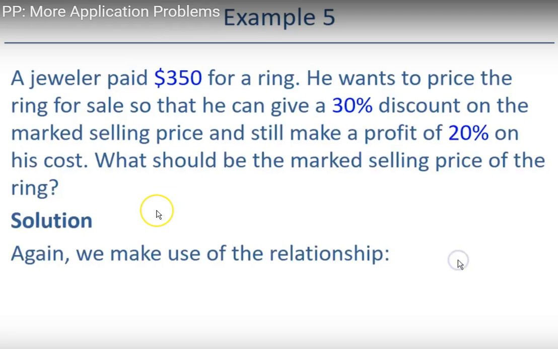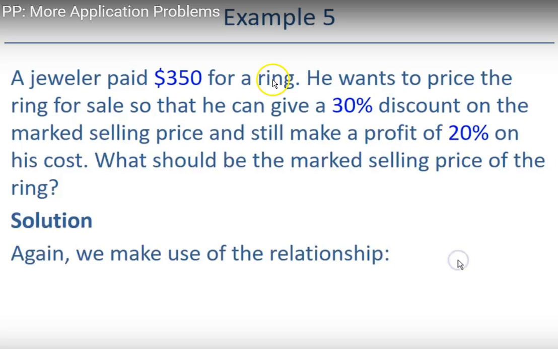I'd like to spend some extra time on this example. This is actually included in lesson 5.9 toward the end, but a student was asking me about this the other day, and it takes a while to explain. So we'll do it together, and then it's also on this other video, but we'll have this short one. So a jeweler paid $350 for a ring.